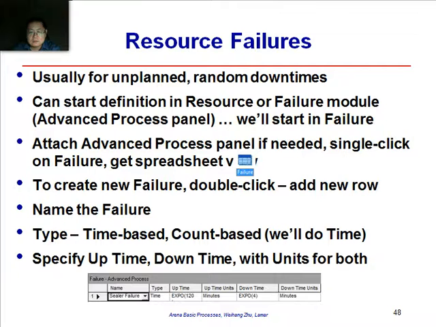We will use resource failures to model the sealer station failure. The difference between schedule and failure is that a schedule is planned and known, while a failure is unplanned and happens randomly. The failure module is in the Advanced Process panel. Click it, and then in the spreadsheet view, double-click to add a new row of failure. According to the production manager, we will use time-based failure. We need to specify uptime and downtime.